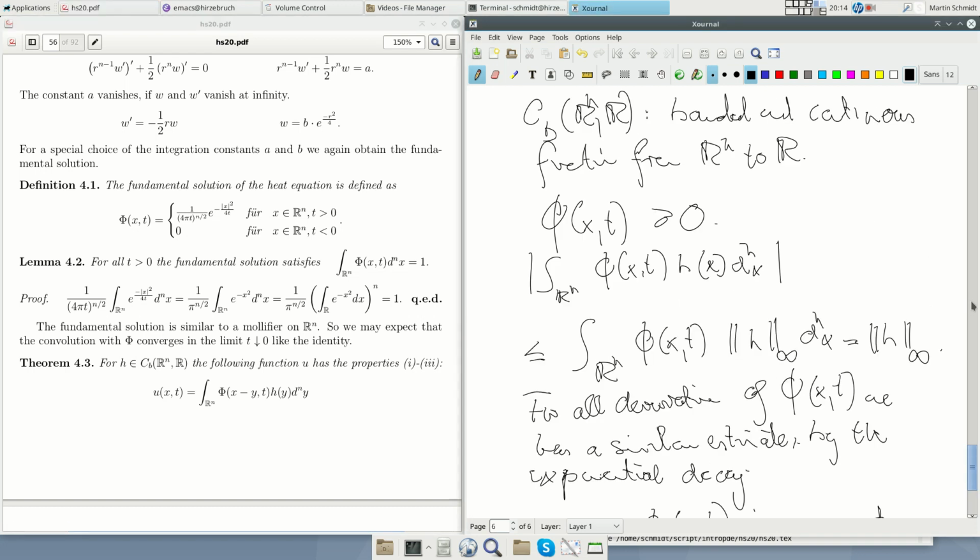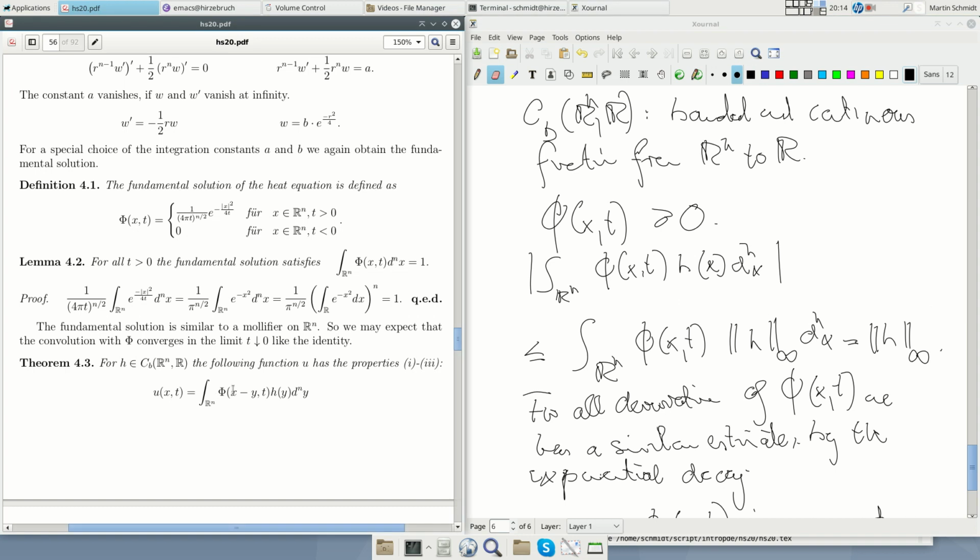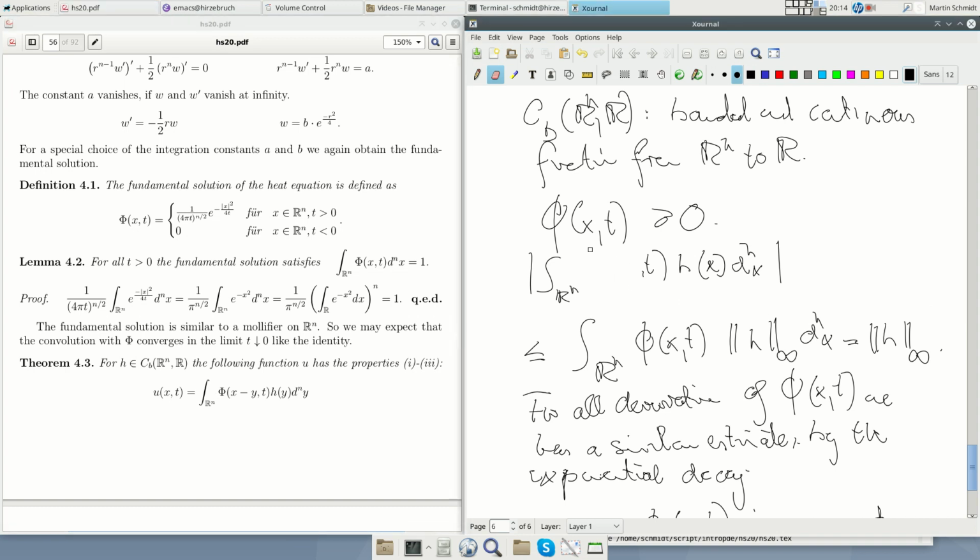Sorry, there's a very important point. Here, of course, this should be convolution-like. So this means phi of, and then we write here y, and here also. Okay.